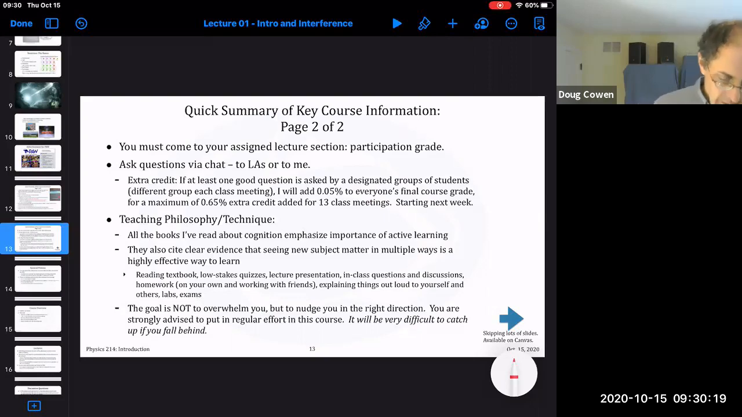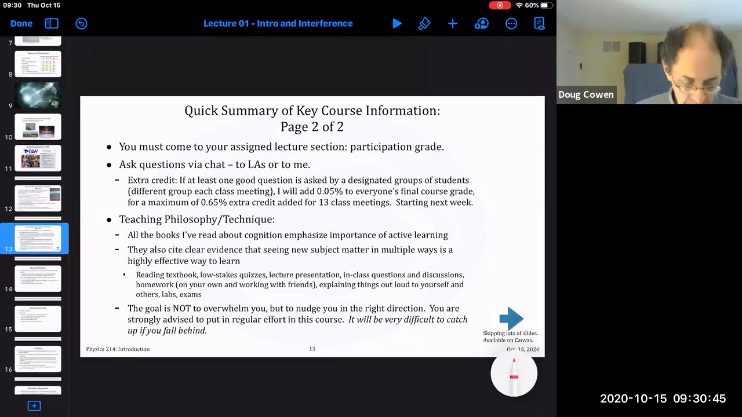Okay, so just a word now about my teaching philosophy and the technique that I try to use. Everything that I've read about learning and cognition says that active learning is really important. It's a challenge to do active learning with Zoom. I'm going to try the best I can to do that.